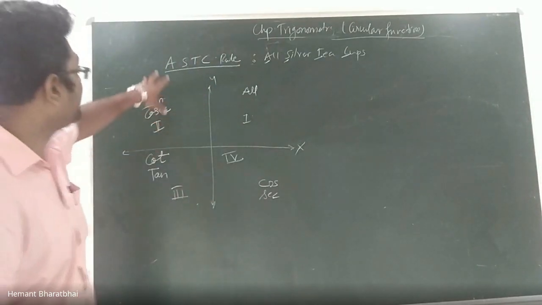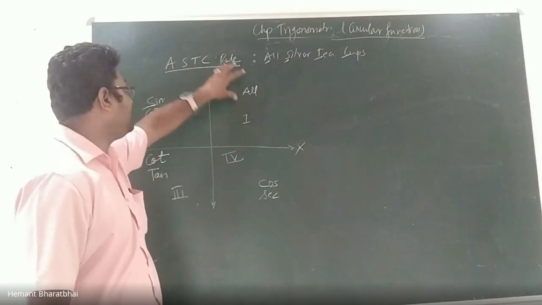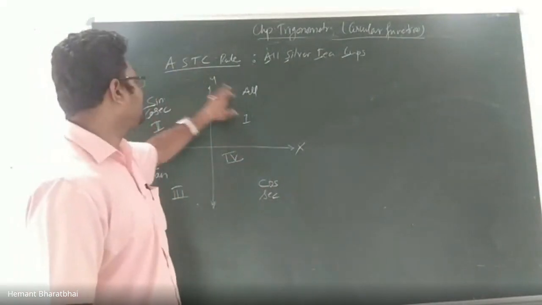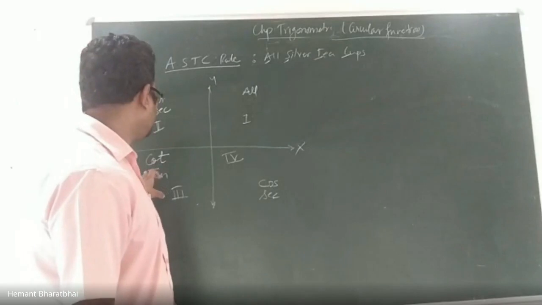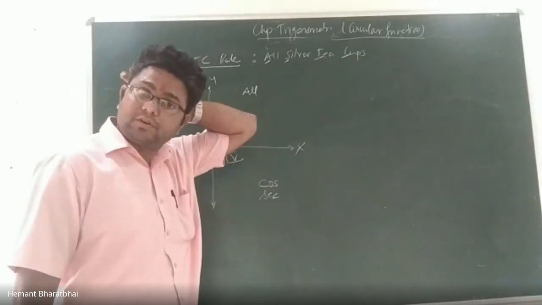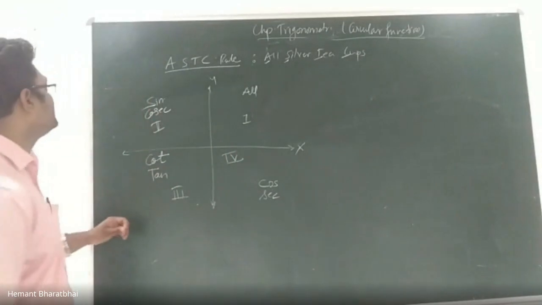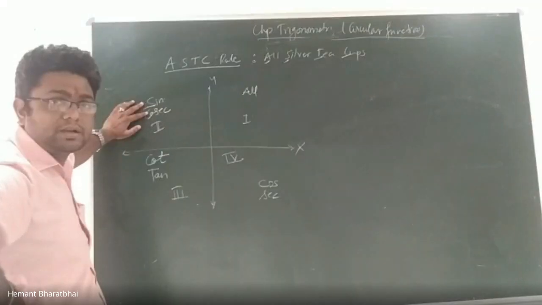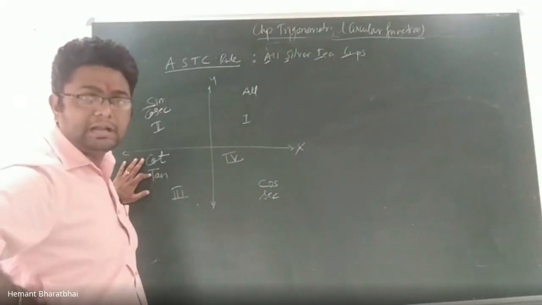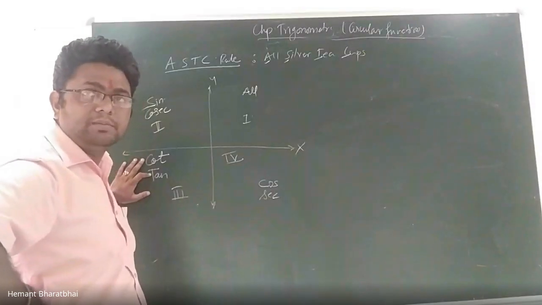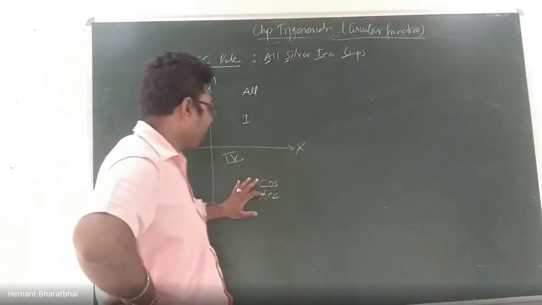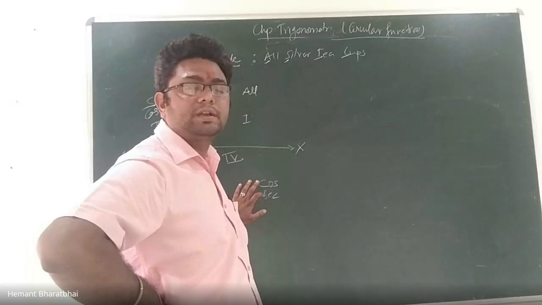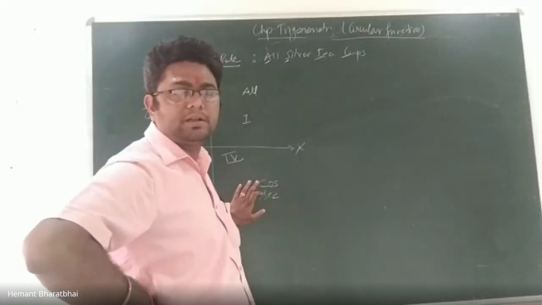So now, if you see ASTC, I wrote A, then I wrote S, then T, then C. Here A stands for all, S stands for sine, T stands for tan, and C stands for cos. Then I wrote sine, and cosec is 1 upon sine, hence I wrote sine and cosec together. Then tan and cot I wrote together, because cot can be written as 1 upon tan. Then I wrote cos over here, and we know sec is 1 upon cos, therefore I have written sec with cos over here.